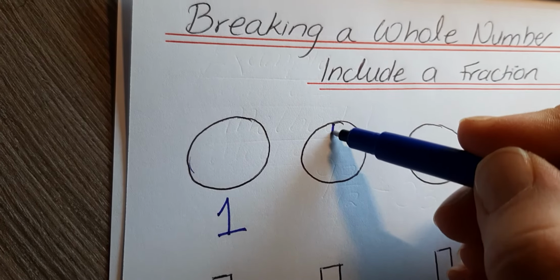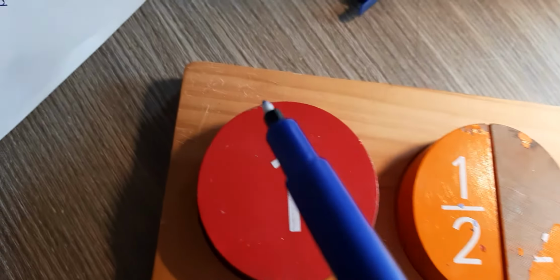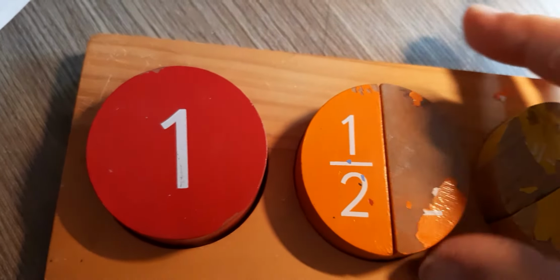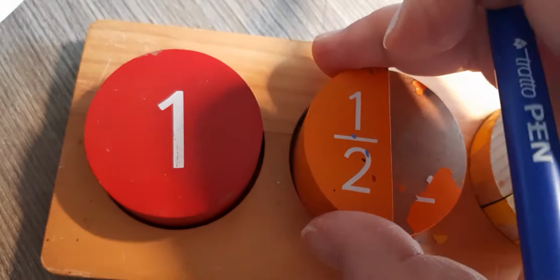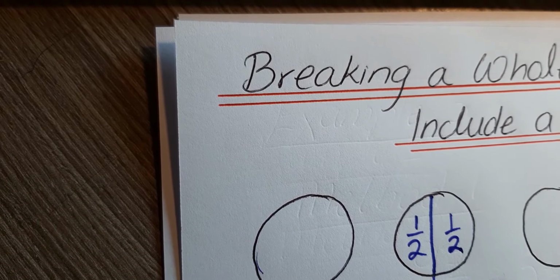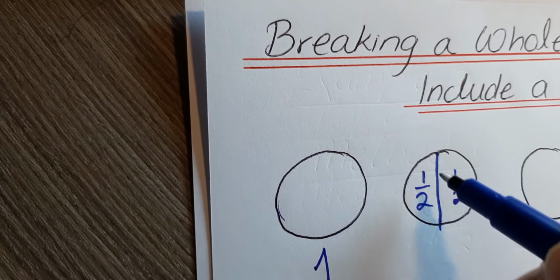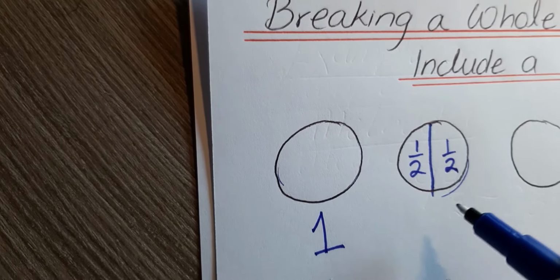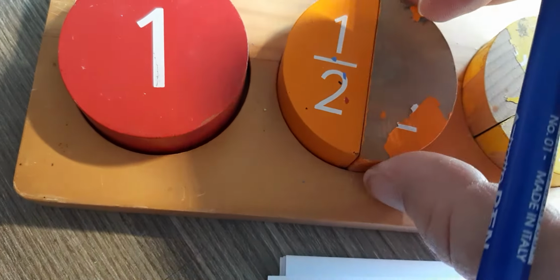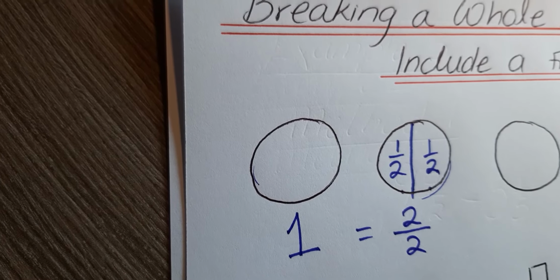So if I split it in 2 equal parts, mine don't look that equal, but we have some equal parts here. We have a whole. If I split it into 2 equal parts, then we would have split them into halves. Okay, so this one cake is still the same size as this one, but I just split it into 2. I have 2 halves. So 1 whole equals 2 halves.